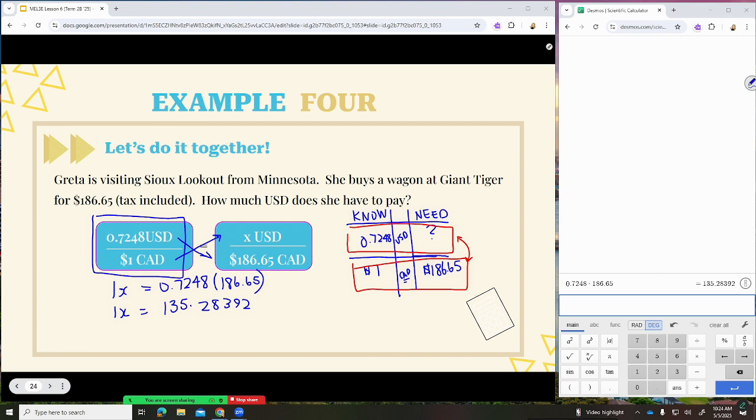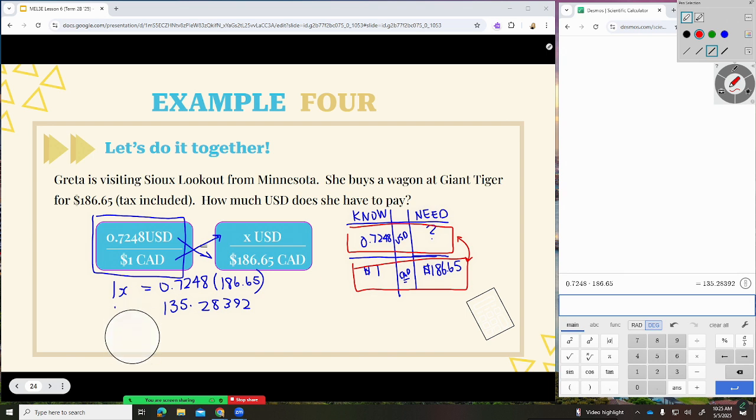So now we have 1x equals 135.28 if we were to round it. But we're not exactly done, because it's not just telling us what x is, it's still attached to this 1x. So we have to get rid of that 1x. In order to get rid of it, we have to do the opposite operation.